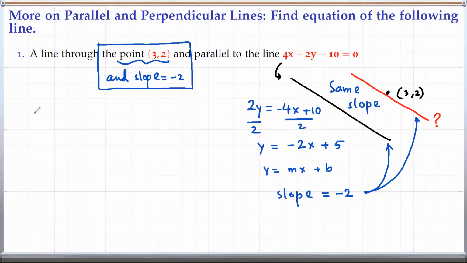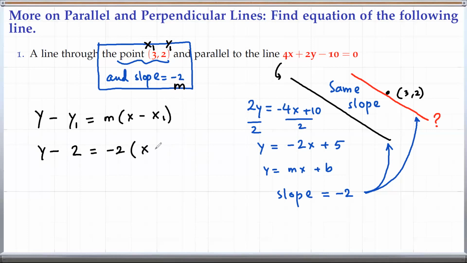So we can use the point slope form, which is y minus y1 equals m times x minus x1. So we can consider these to be x1, y1, the coordinates of the given point, and this slope is m. So we have everything we need for this formula. So y minus y1 is 2 equals m is negative 2, x minus x1 is 3. All right, so the rest is just simplifying.